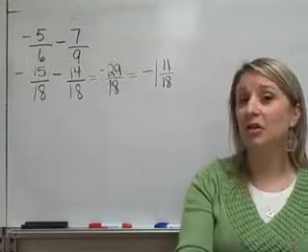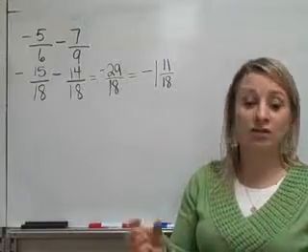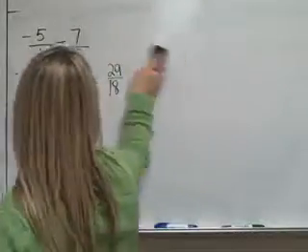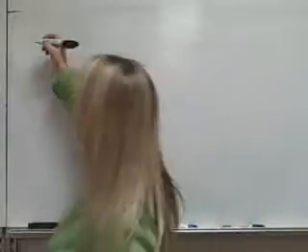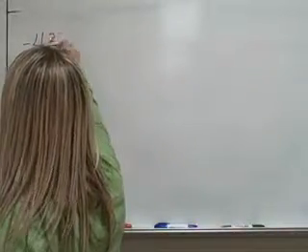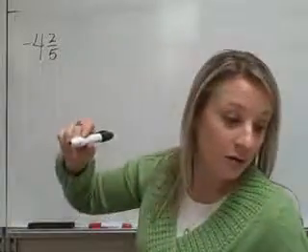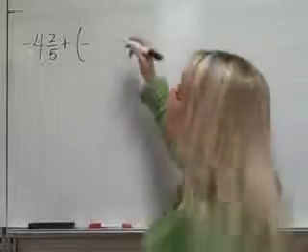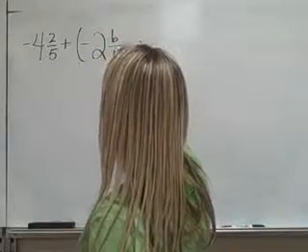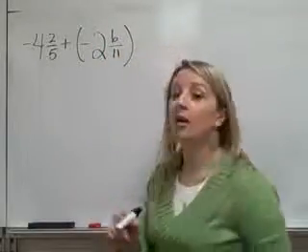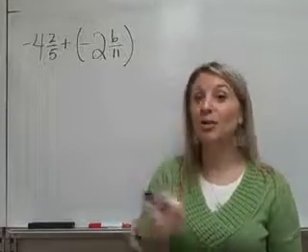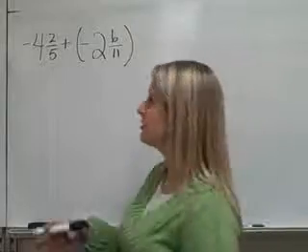The next thing that we need to work on is the mixed numbers. We need to do an adding and a subtracting of the mixed numbers. Let's try this one. Negative 4 and 2/5 plus negative 2 and 6/11. Okay. So what I'm going to start by doing is making those both improper. I'm going to rewrite it so that they're improper fractions.